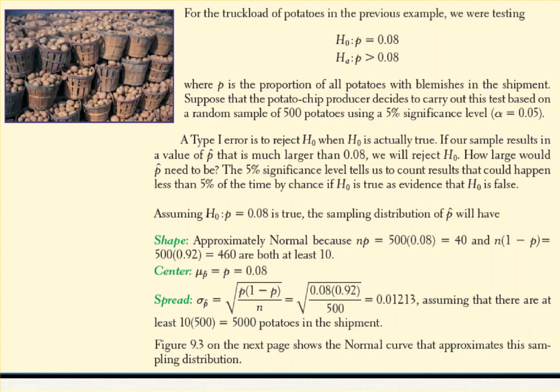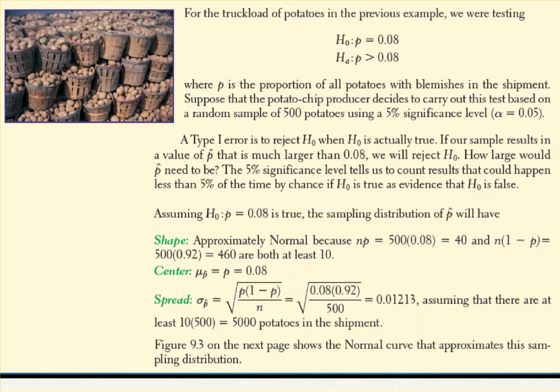All right, so we need to figure out what p hat should be. Basically, you can think of it as how many potatoes can be bad in our sample of 500 potatoes before we reject. So, shape. This is approximately normal because remember the rules: when we're talking about population proportions, we take n times p and n times 1 minus p, and if they're both at least 10, then it's approximately normal. We get 40 and 460, so they're both at least 10, so it's approximately normal.